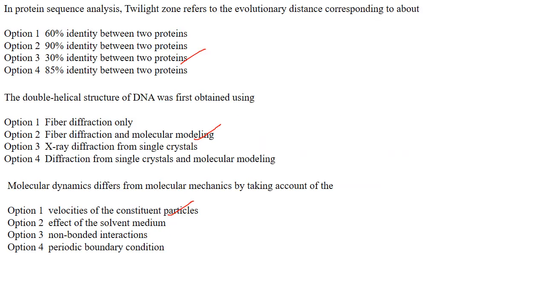Next one. In protein sequence analysis, twilight zone refers to the evolutionary distance corresponding to about 30% identity between the two proteins. Option 3. Then the double helical structure of DNA was first obtained using fiber diffraction and molecular modeling. Molecular dynamics differ from molecular mechanics by taking account of velocities of the constituent particles.